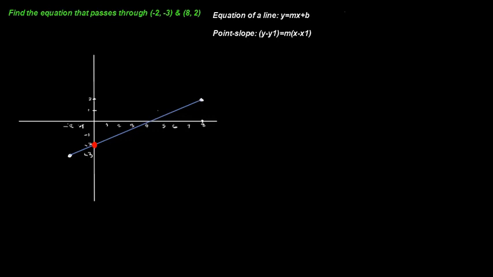Hi. Now, we've been given a question here to find the equation of the line that passes through (-2, -3) and (8, 2). So, first things first, we have two forms of equation that mean the same thing, only that the approach is different. y = mx + b is what you'll use to get the equation, and point slope, which means the same thing but written in a different way.